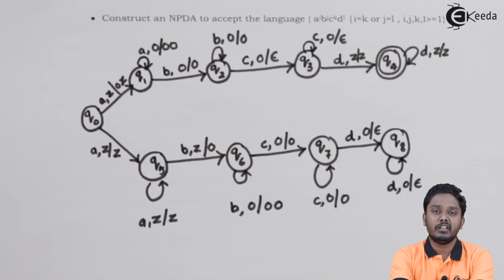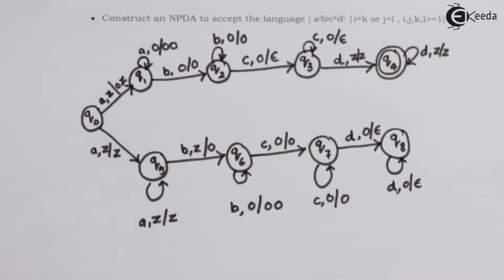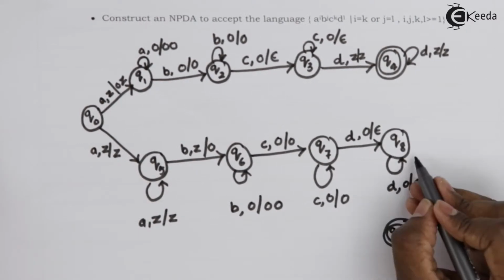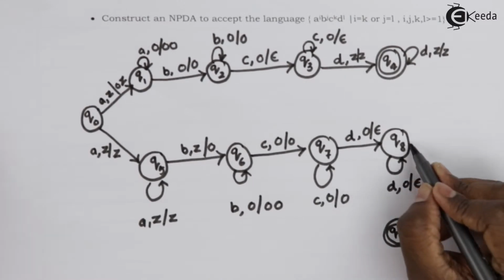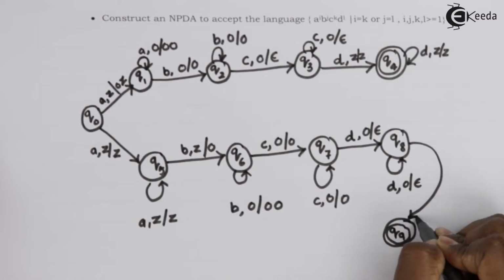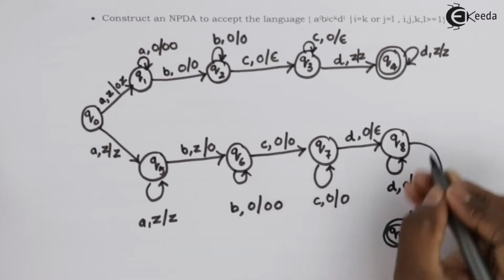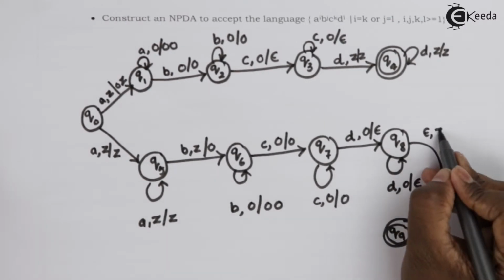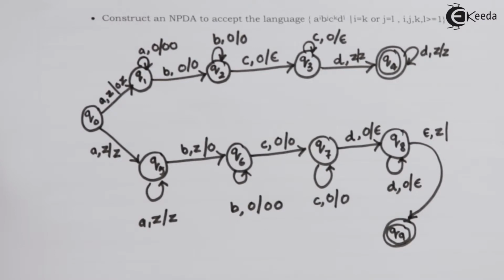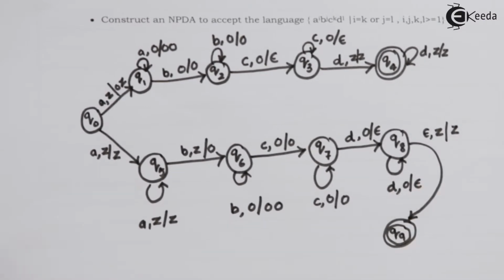Now, if the number of B's and D's are equal, then we need to move to the final state. So let us construct one final state. We will have a transition from state Q8 to state Q9, when the end of the string is achieved, with the top of the stack as Z, keeping the top as it is. This completes the construction of the required NPDA.